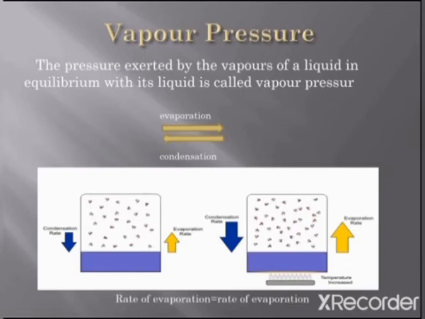These two opposing processes will continue. After some time, the number of molecules evaporating will become equal to the number of molecules condensing. At this stage, equilibrium is established between liquid and vapors. At equilibrium, liquid continues to evaporate and condense, but at equal rate. The pressure exerted by the vapors of a liquid in equilibrium with its liquid is called vapor pressure. At equilibrium, the space above the liquid is saturated with vapors.